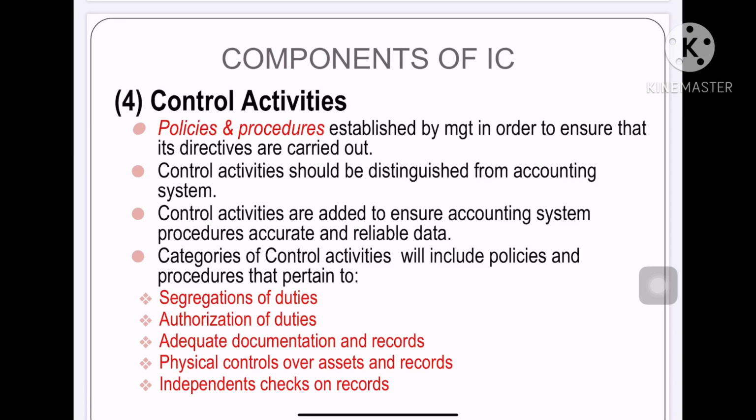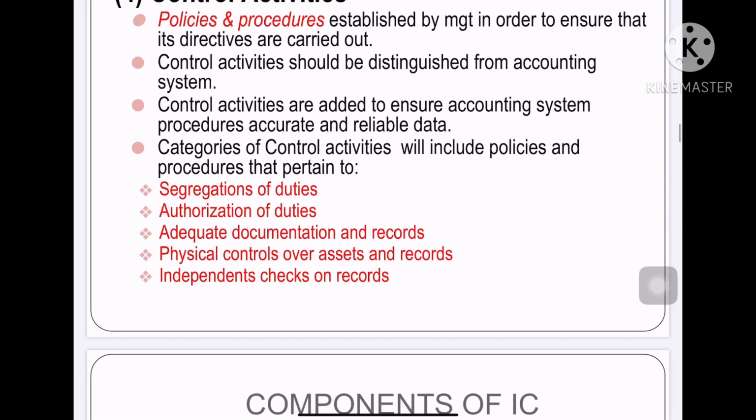Control activities are added to ensure accounting system procedures produce accurate and reliable data. So if the company has control activities, the accounting system of course should be in good condition, so all the information can be accurate and more reliable. All right, the categories of control activities will include the following. Number 1 is segregation of duties. It means that one person is not doing all of the duties. They must have a segregation of duties, with two different persons doing the job, for example, the person who does the transaction and the person who authorizes the transaction.